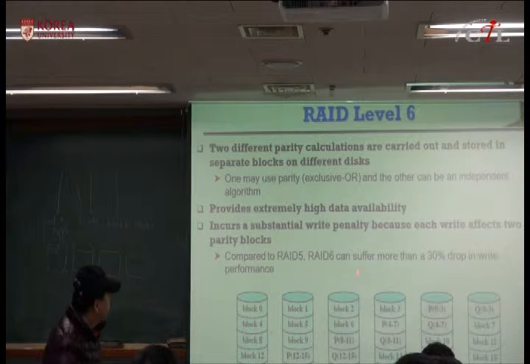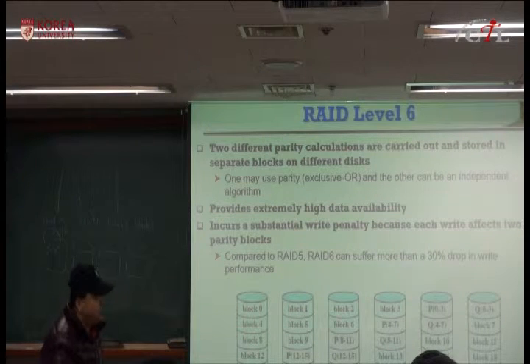But this actually incurs more write penalty because each write affects two parity blocks. Right? You have to write this one and you have to write this one. And usually from performance simulation, RAID 6 can provide more reliability, but it decreases the write performance by about 30 percent. So this is not often used. If you need much more reliability, then maybe you can consider this option. Okay? This is RAID level 6.